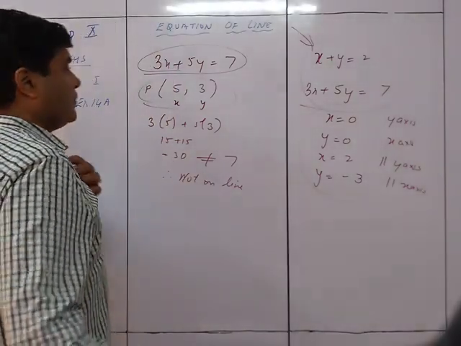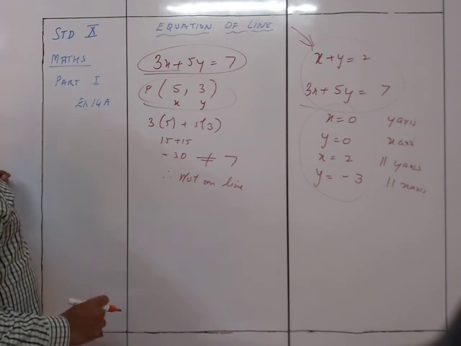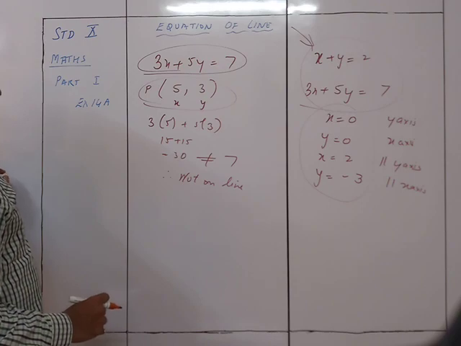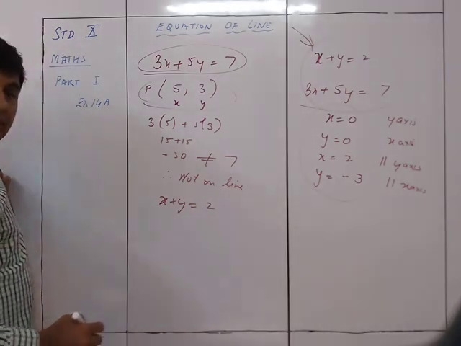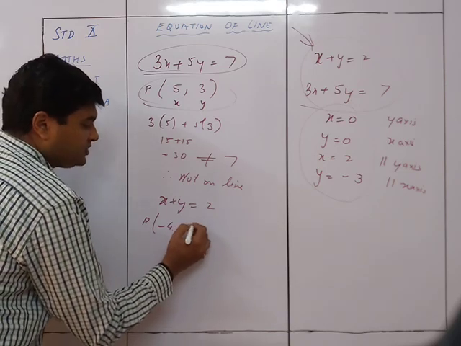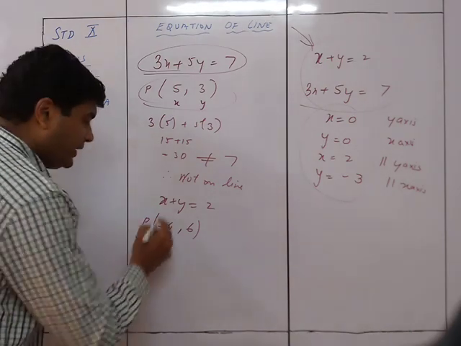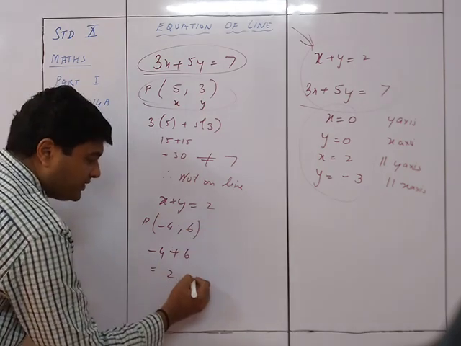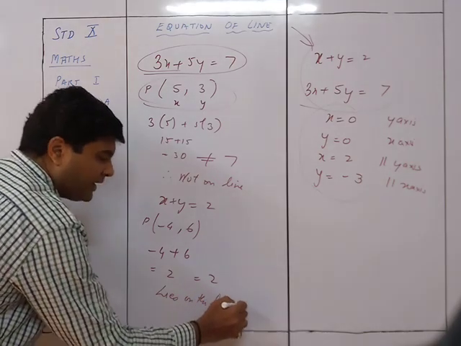Now let's take another example. There is x plus y is equal to 2, and I want to find out whether the point minus 4 comma 6 is on this line or not. So we substitute minus 4 for x and 6 for y. So the answer is 2. Here also it is equal to 2. Therefore it lies on the line. Got it?